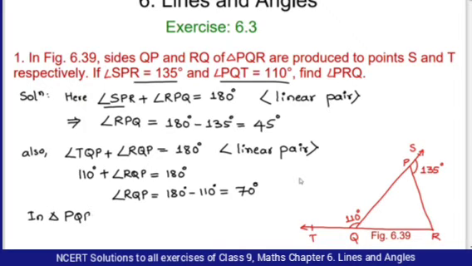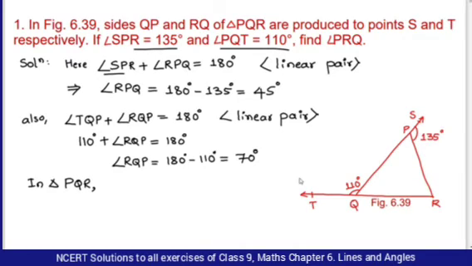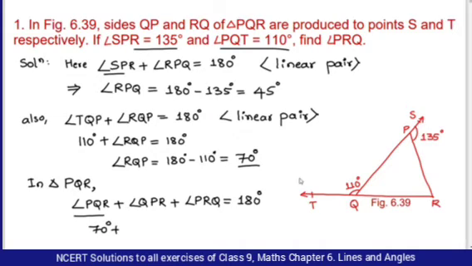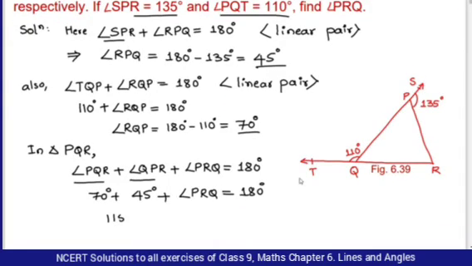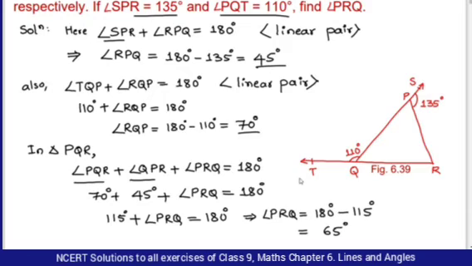In triangle PQR, angle PQR plus angle QPR plus angle PRQ is equal to 180 degrees, since the sum of the angles in a triangle is equal to 180 degrees. Angle PQR is 70 degrees, and angle QPR is 45 degrees, plus angle PRQ is equal to 180. So 70 plus 45 is 115 degrees, plus angle PRQ is equal to 180. Then angle PRQ is equal to 180 minus 115 degrees. After subtracting, we get 65 degrees. So angle PRQ is equal to 65 degrees.